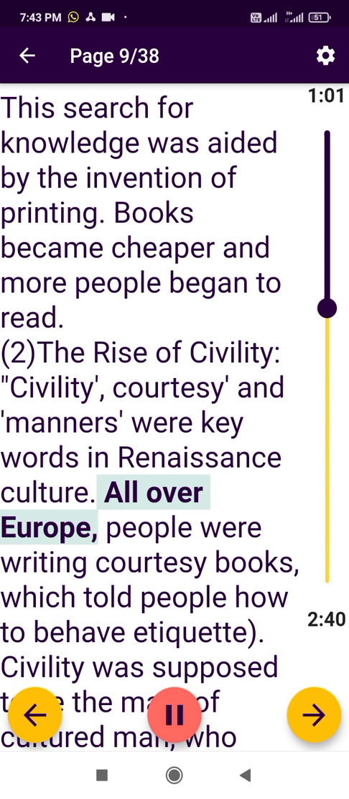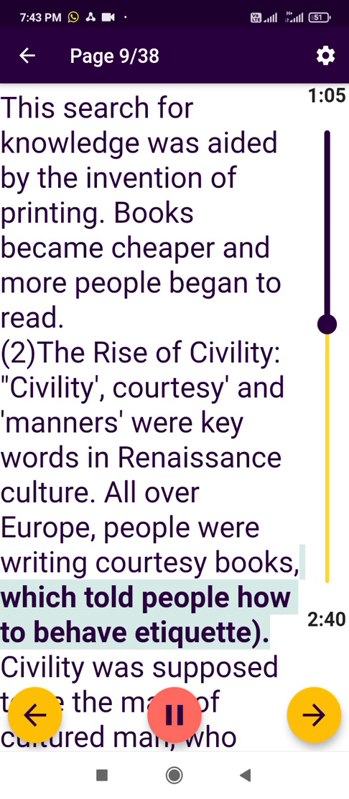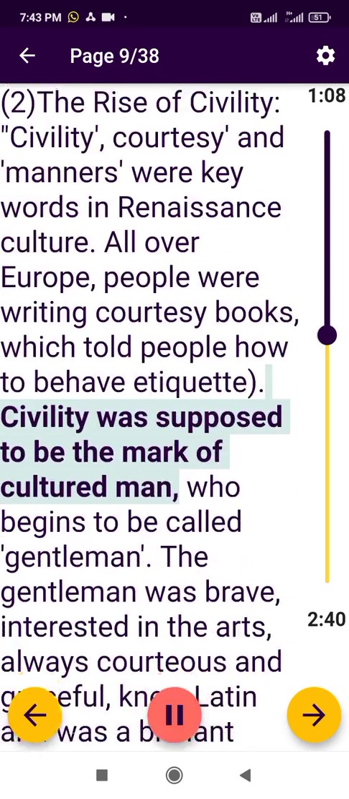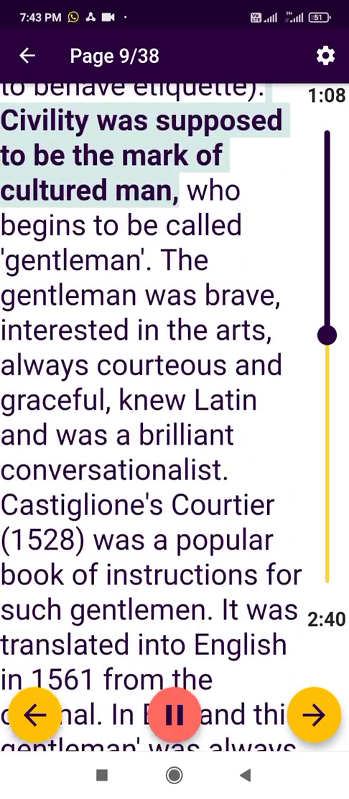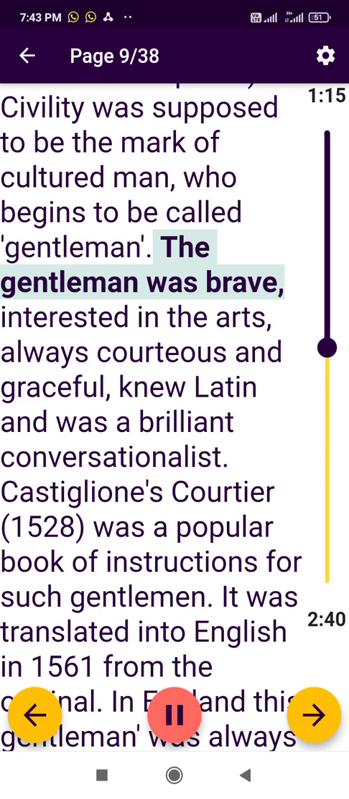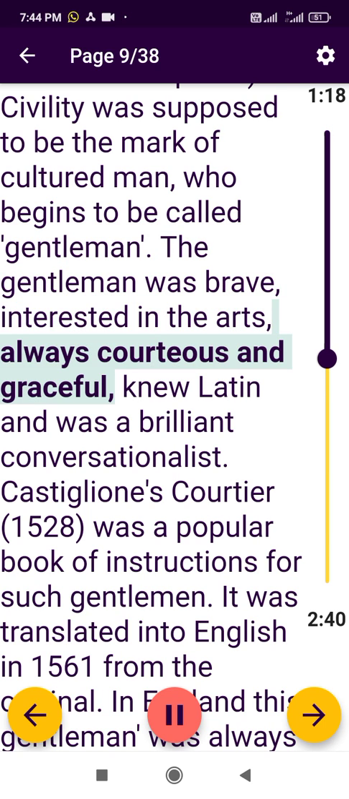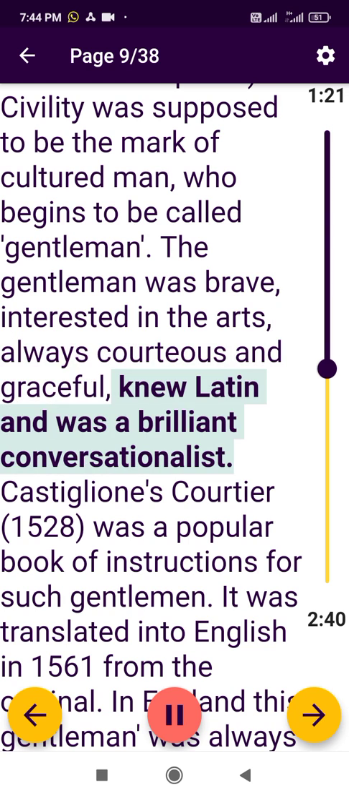All over Europe, people were writing courtesy books, which told people how to behave, etiquette. Civility was supposed to be the mark of a cultured man, who begins to be called gentleman. The gentleman was brave, interested in the arts, always courteous and graceful, knew Latin, and was a brilliant conversationalist.